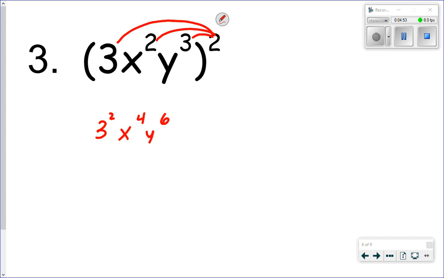Okay, now this looks like it's pretty close to being done. The only thing is I can't have 3 squared, because that's an actual number. So you can put that into your calculator, 3 squared, and you should get 9. And then there's only one x term and only one y term, so that means that this problem is done.